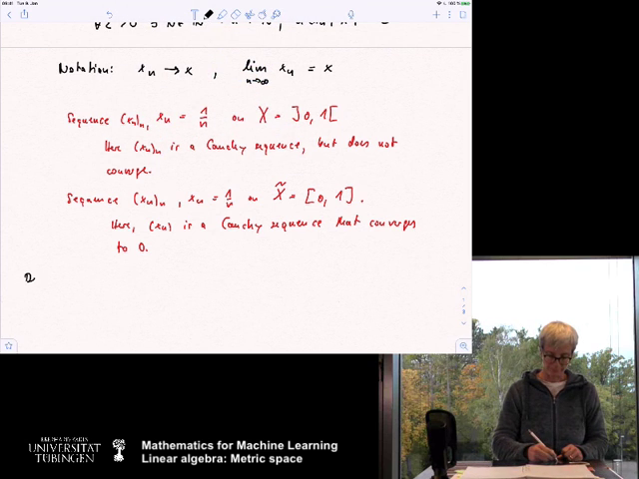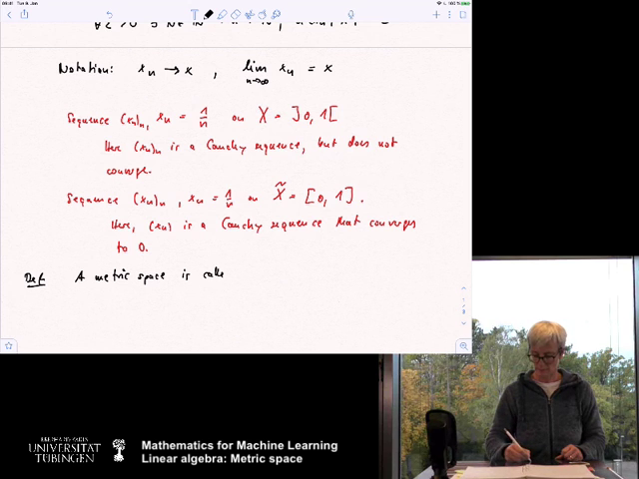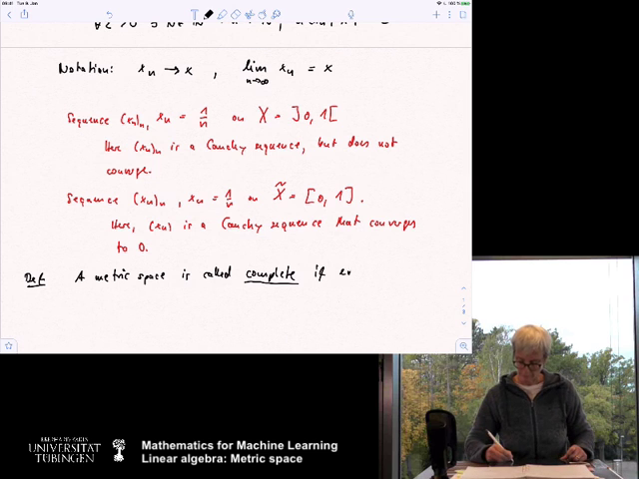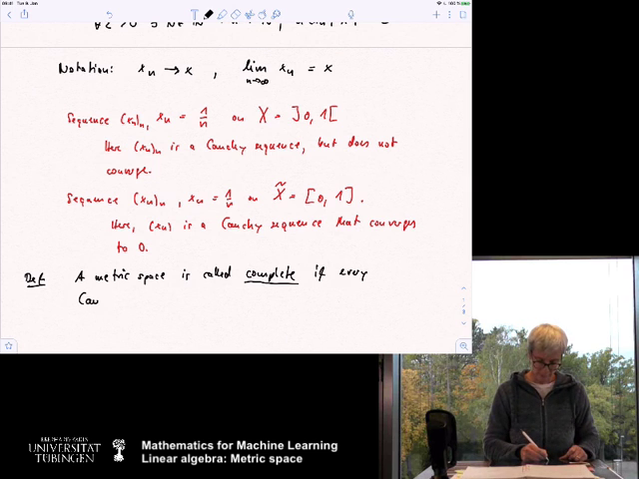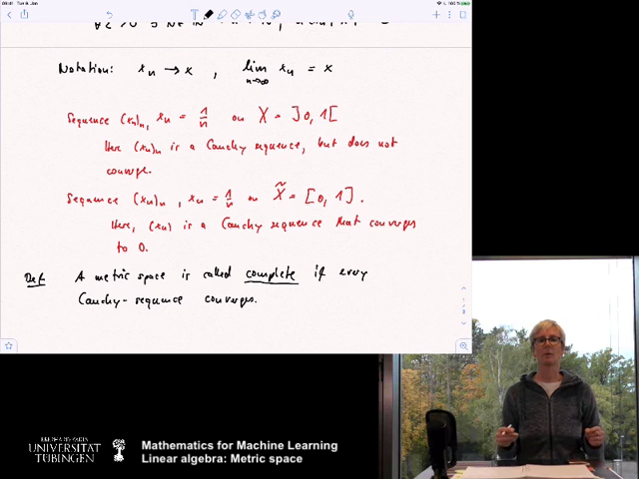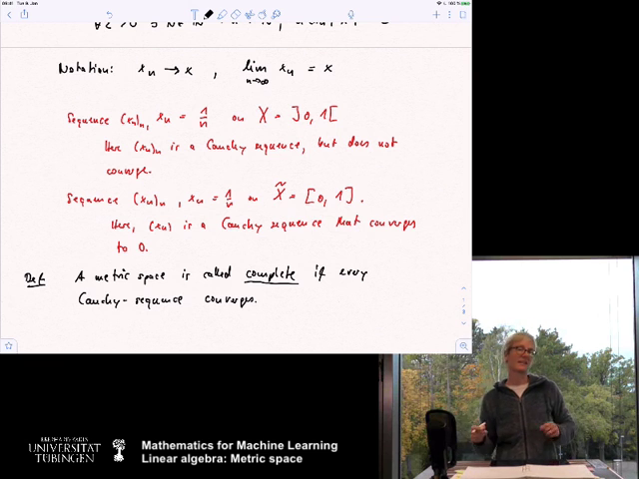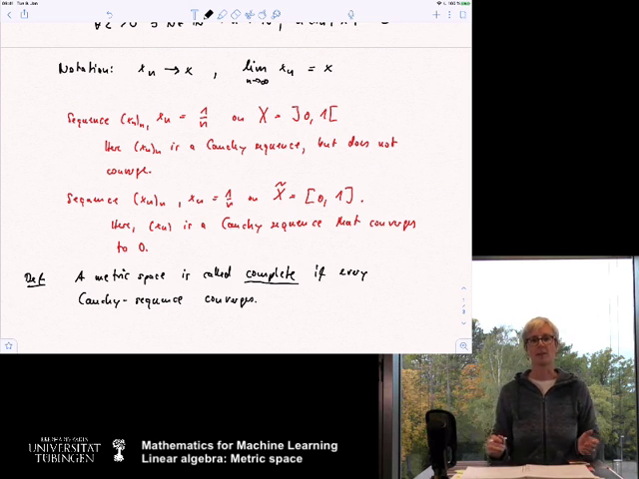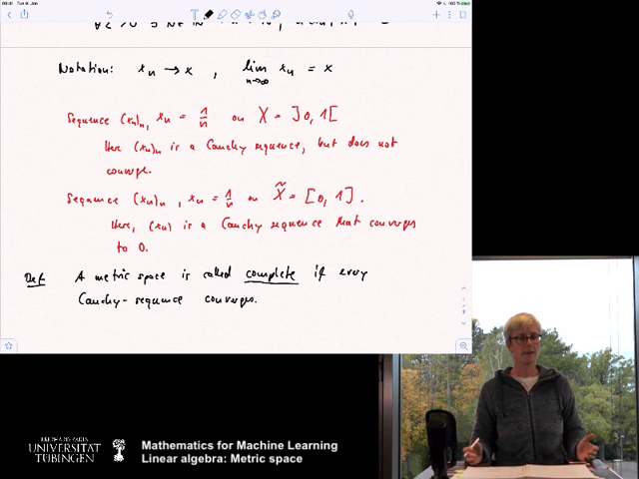So we say a metric space is called complete if every Cauchy sequence converges. So whenever you have a sequence that is approximating a limiting point, then the limiting point needs to be in the space. And if that is the case, then the space is complete.